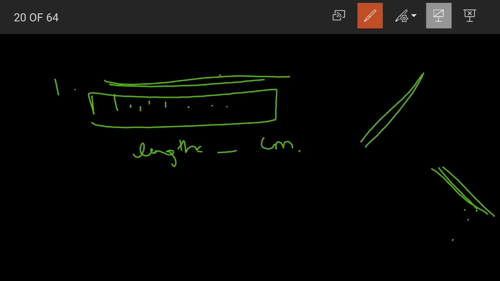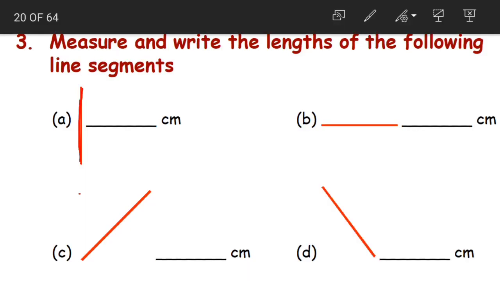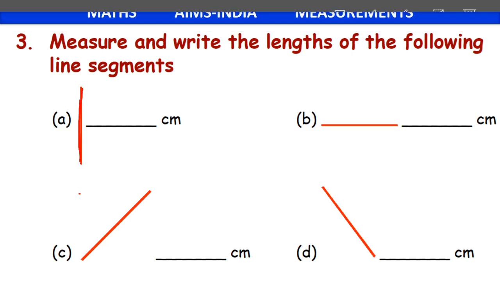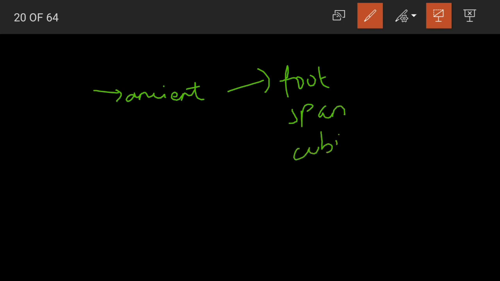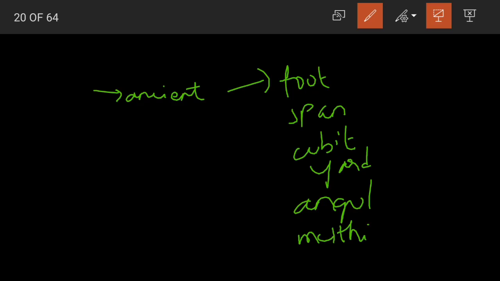Okay, now with this we've come to the end of today's class. What did we learn in today's class, children? We learnt about some ancient units of measurement like foot, span, cubit, yard. And in ancient India, what did we use? We used angul, that is finger, and muthi, that is a fist. And also we've learnt about meters and centimeters.